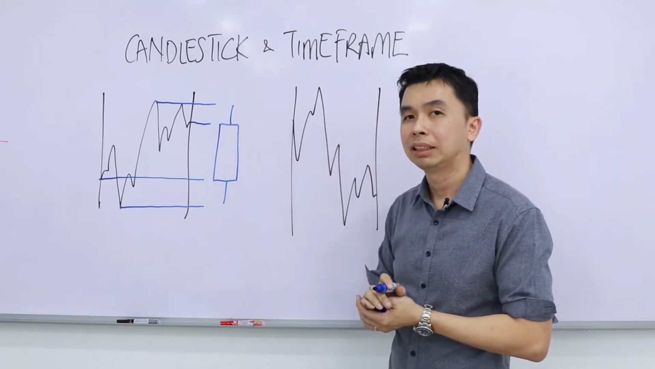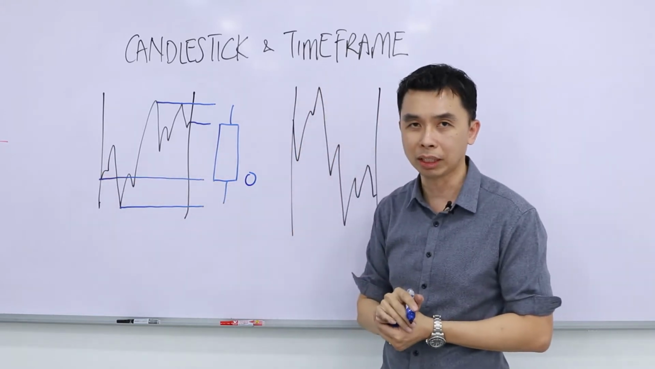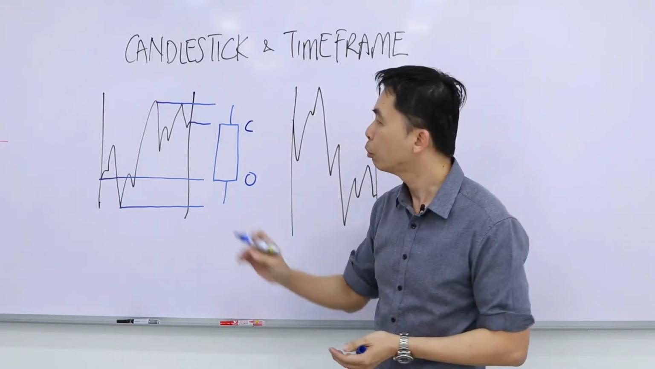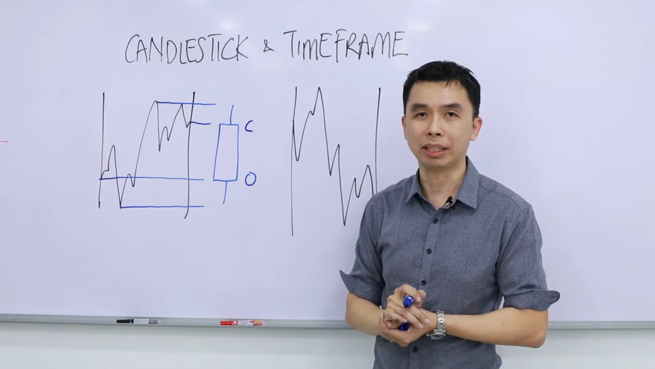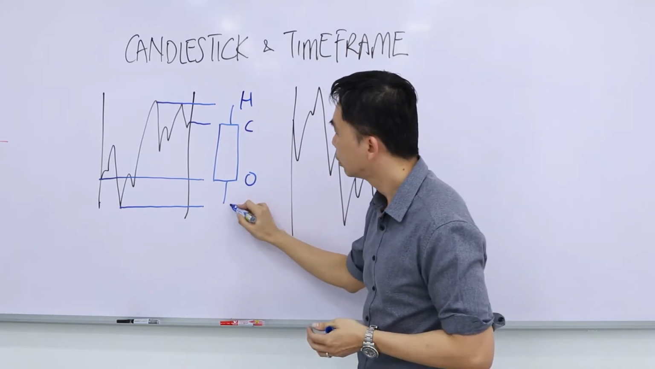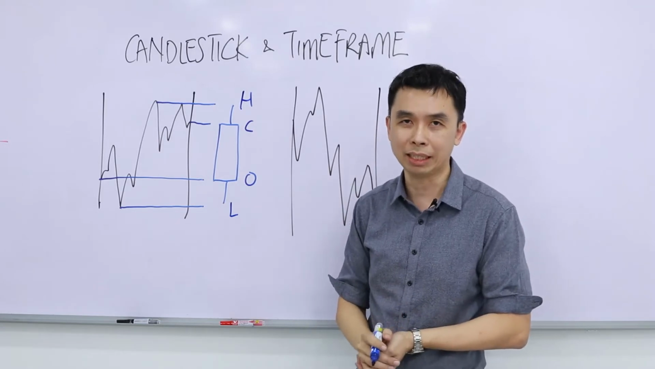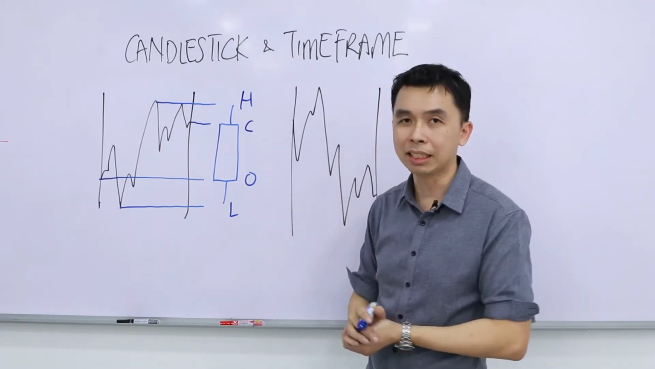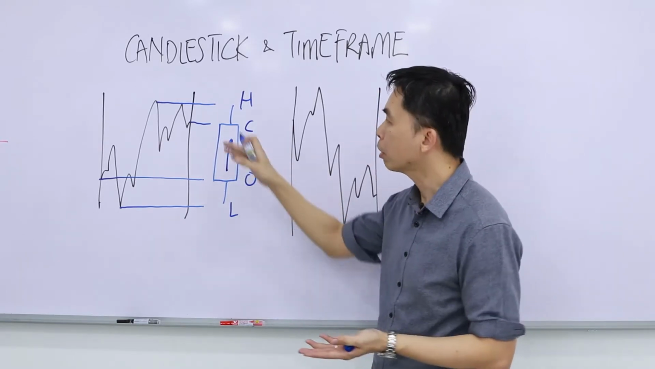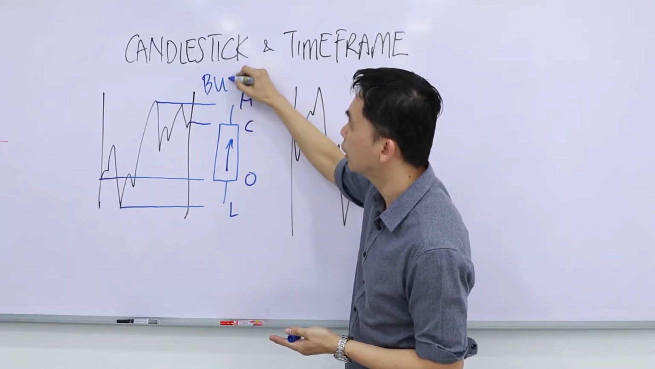So the body of the candle represents the open price, which is the price at the start of the period. And the top part is the closing price, which is the ending price at the end of the period. The highest price within the period and the lowest price within the period is represented by the shadow or wick of the candle. So this candle represents overall price movement upwards, because the ending price is higher than the starting price, this is what we call a bull candle.